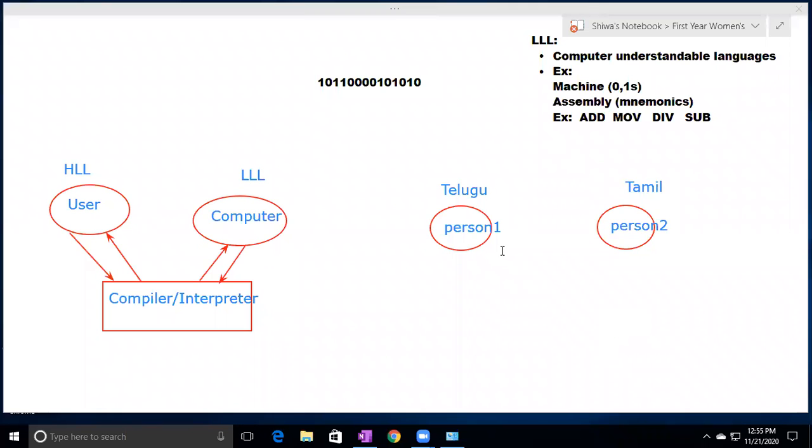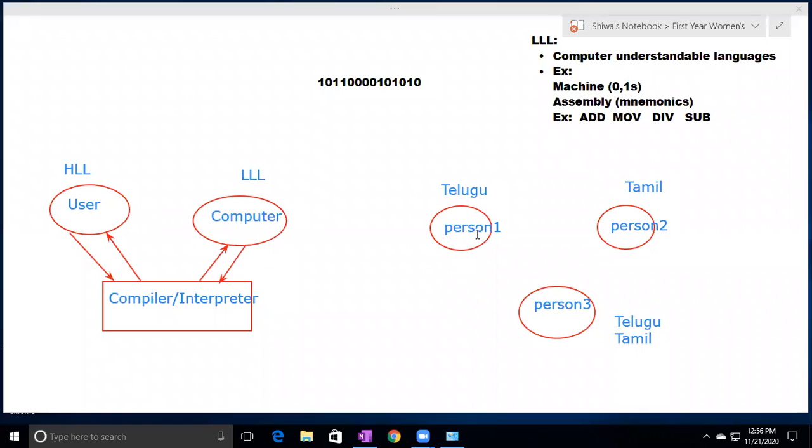Person 1 knows Telugu, person 2 knows Tamil. Now they want to communicate with each other. Person 1 wants to talk with person 2 and person 2 wants to talk with person 1. But a communication gap is occurring, because person 1 can understand only Telugu and person 2 can understand only Tamil. To fill this gap, they met another person who knows both languages, Telugu and Tamil. So this person 3 knows two languages.